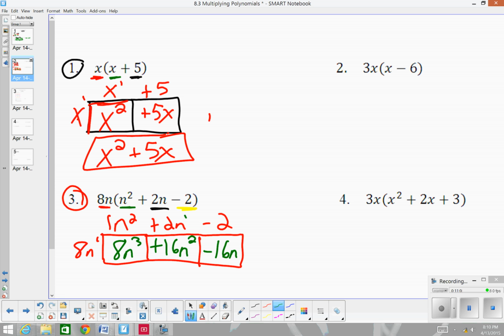So now here my fifth step would just be rewrite the expression inside your box. Let me erase that. Which would be 8n cubed plus 16n squared minus 16n.